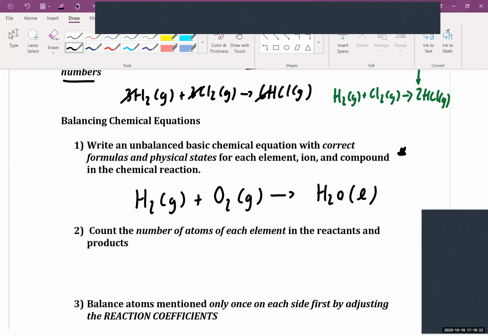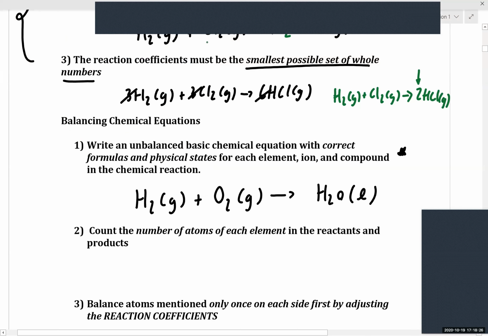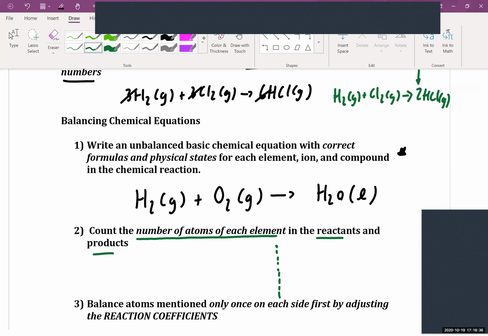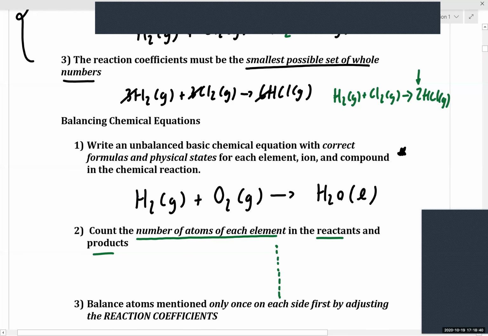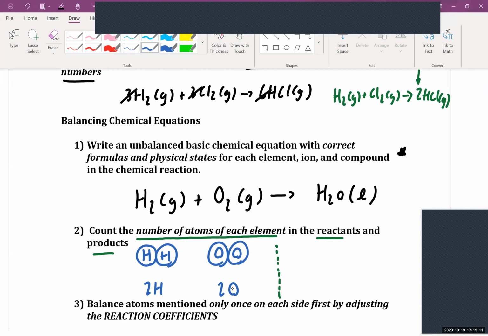Well, first, you take a look at your unbalanced chemical equation and you count the number of atoms of each element in the reactants and products. So I'm going to make a little dividing line here to help me remember I'm separating my reactants and products. And so on my reactant side, let's just draw a picture of hydrogen. So how many hydrogen atoms do we have? Two. Exactly right. Okay. For oxygen, I'll draw a picture as well. And how many oxygen atoms do we have on our reactant side in O2? Two. Yep. Perfect.